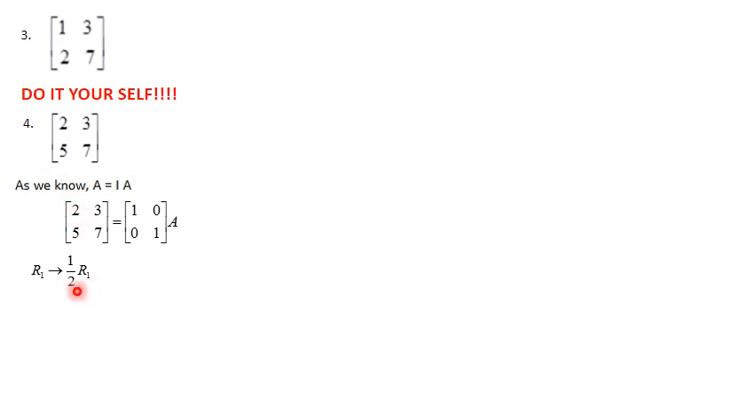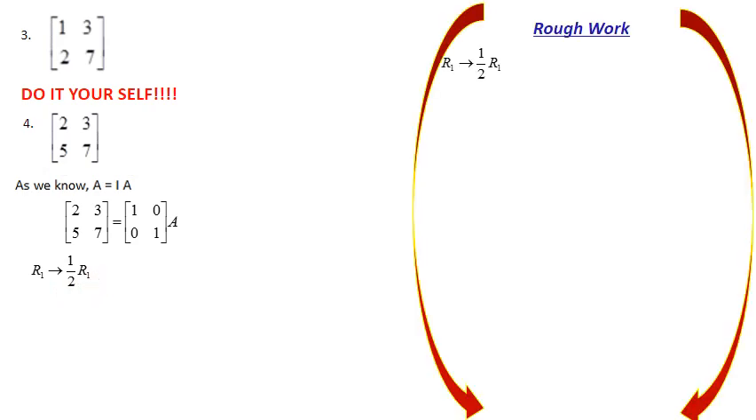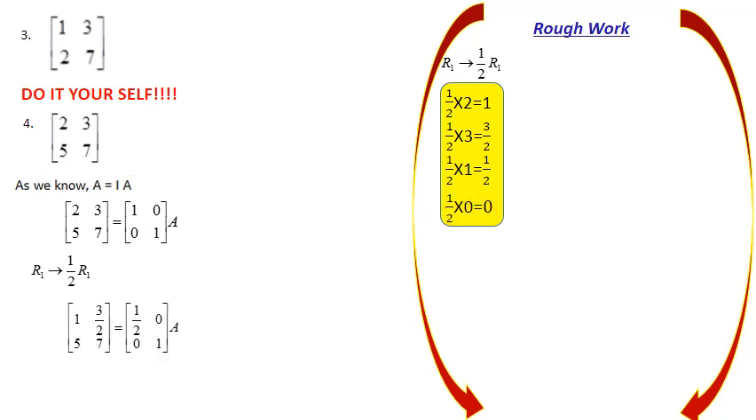That is what is written here: R1 gives 1 by 2 of R1. Just divide R1 by 2. Go for the rough work. The first element is 1 by 2 into 2, which is 1. Next, this 3 will change to 1 by 2 into 3, that is 3 by 2. Next, 1 will change to 1 by 2 into 1, that is 1 by 2. Finally, this 0 will be 1 by 2 into 0, which is 0.